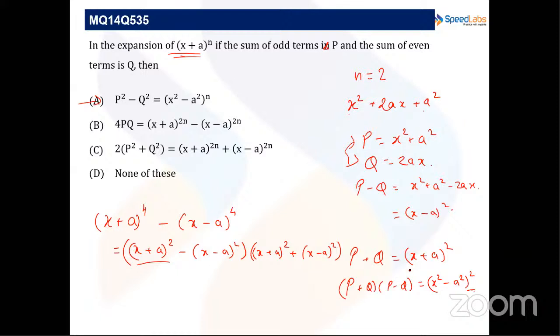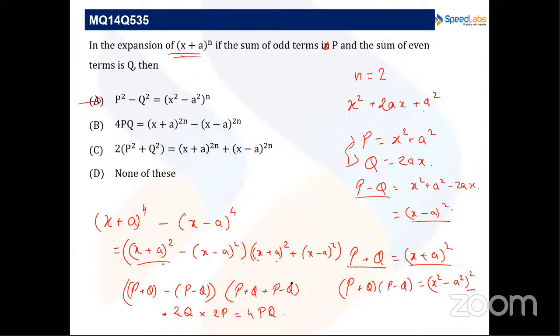And this is our p plus q, (x plus a) square, and (x minus a) square is p minus q. So this is p plus q minus p minus q, and (x plus a) square is again p plus q plus p minus q. So what we are having here is 2 times of q, and what we are having here is 2 times of p, so it is 4 times of pq. So our option number B is also correct.